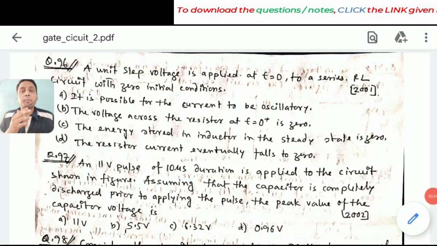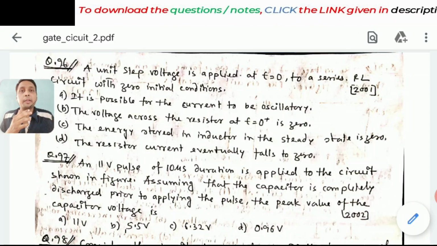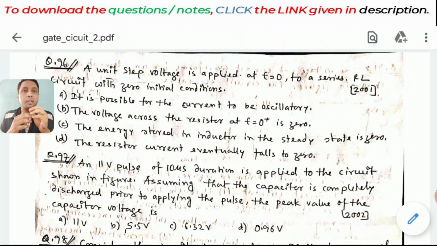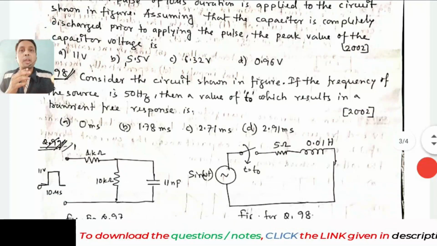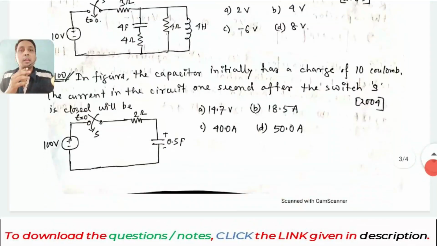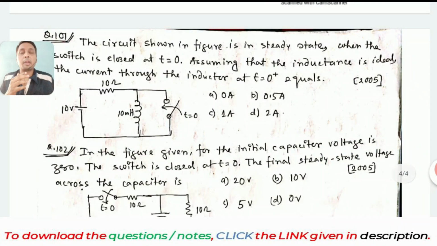Okay students, welcome all to this new lecture of GATE electrical circuit or network solution methods. Today we will be solving 5 questions from question number 96 onward: 96, 97, 98, 99 and 100. Okay, then let's try to solve these questions.